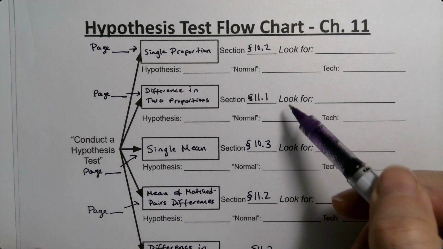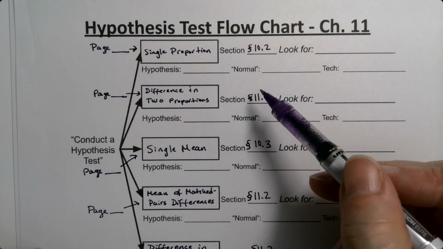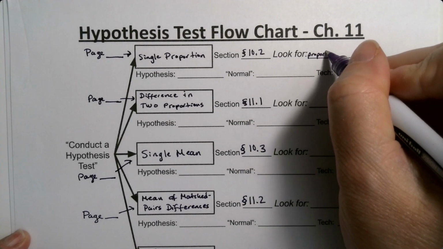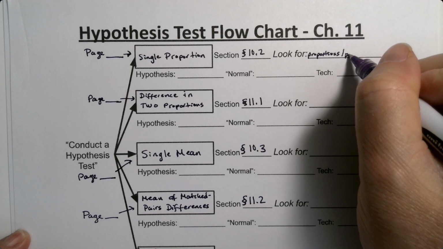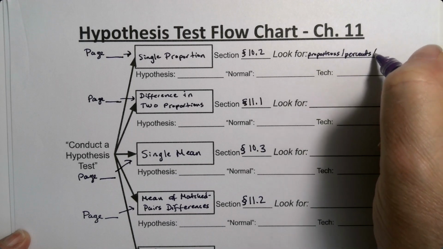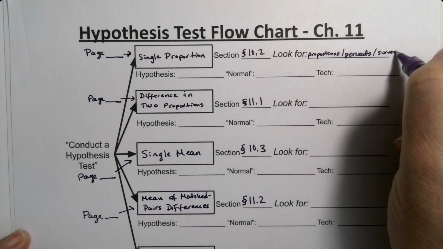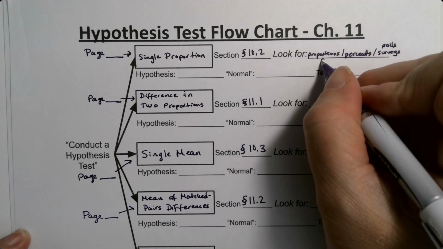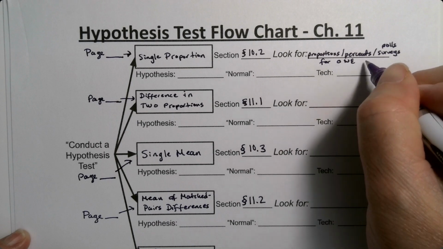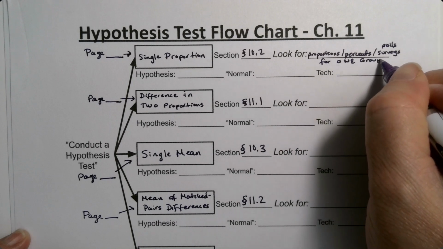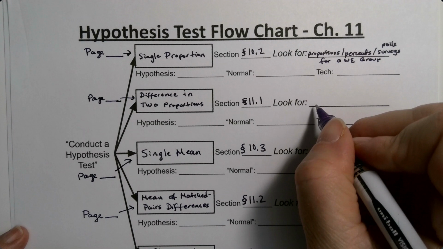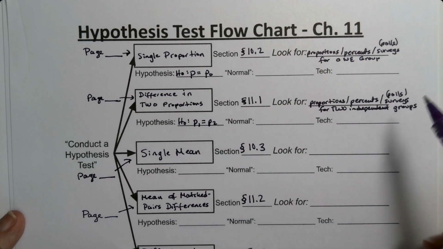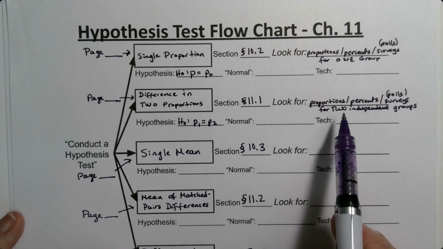These 2 are proportion ones, so these kind of match each other a little bit. So they're going to be looking at proportions, percents, surveys and polls for one group. I'm going to have to fit that in here, for one group. Whereas this one is the same but for 2 groups. Let me write that up. All right, so this will be for one group, this will be for 2 groups.